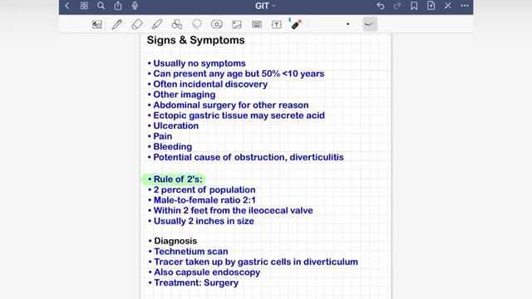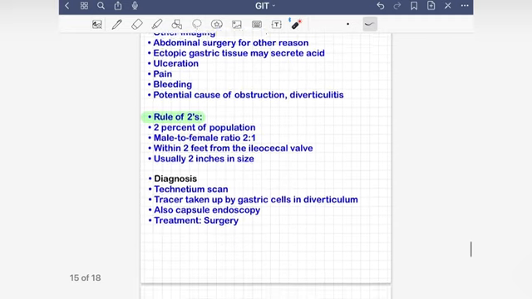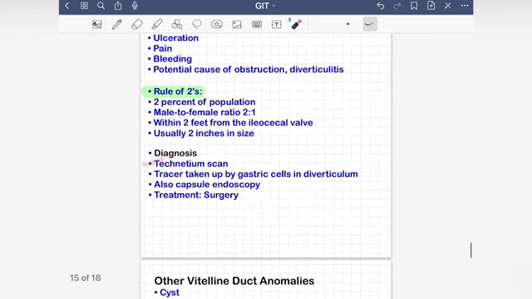There are a couple of ways to make a diagnosis of Meckel's diverticulum, but one of them is called a technetium scan. The patient is administered a radio-labeled substance. Another is capsule endoscopy. In this, the patient swallows a capsule that takes pictures as it moves through the intestines, and sometimes in those images you can see the diverticulum. The treatment for symptomatic Meckel's diverticulum is surgery.